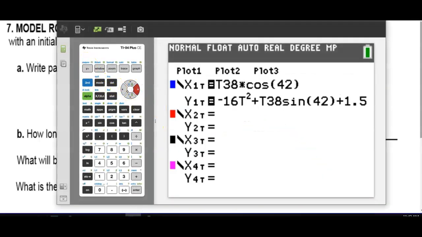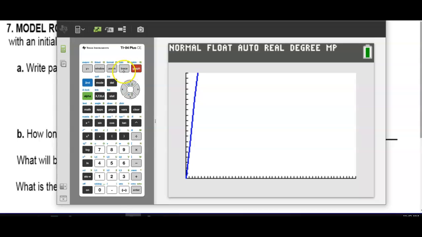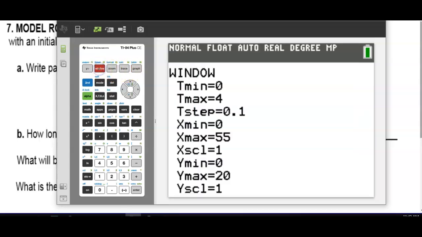So 80 and 80 and 80 and 80 and 0. See, if I graph it right now, whoop, goes way higher than that. May even take more than 4 seconds to come down. I guess we can change that afterwards.